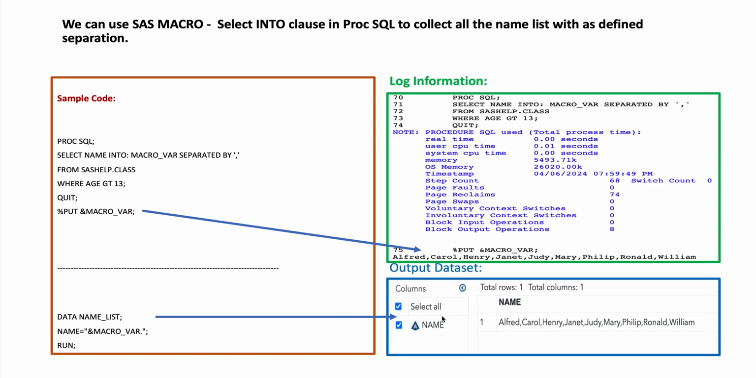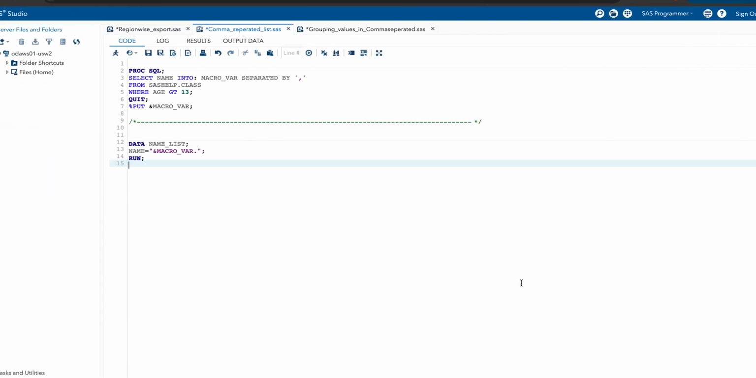It has one variable, name, and its value is the list of all names in the class dataset where age is greater than 13, and these names are separated by comma. When we run the same set of code in our SAS window, then we will get exactly the same result.